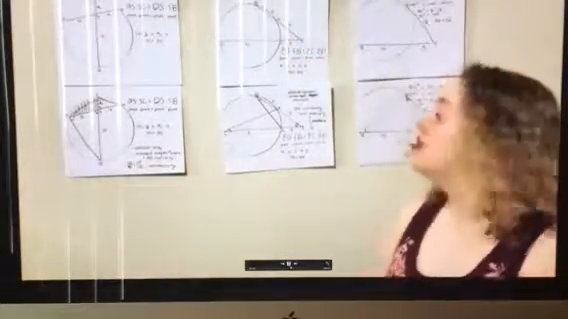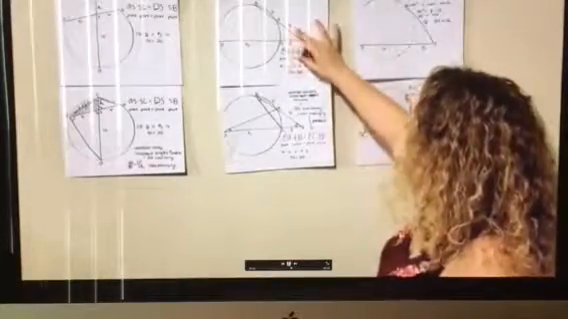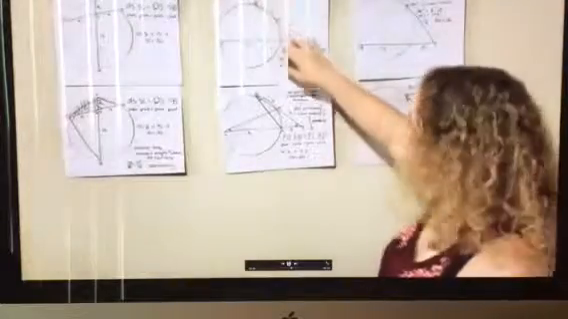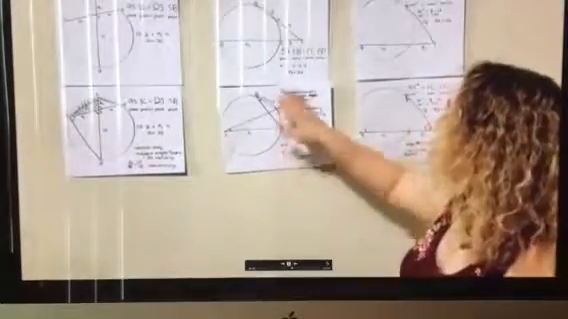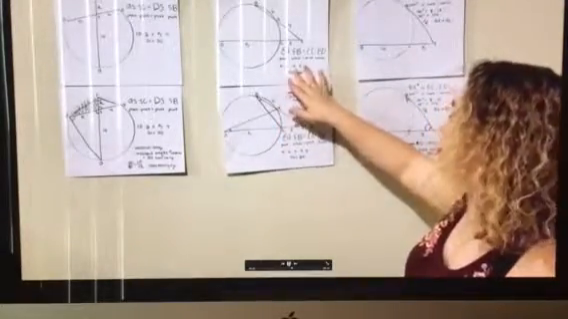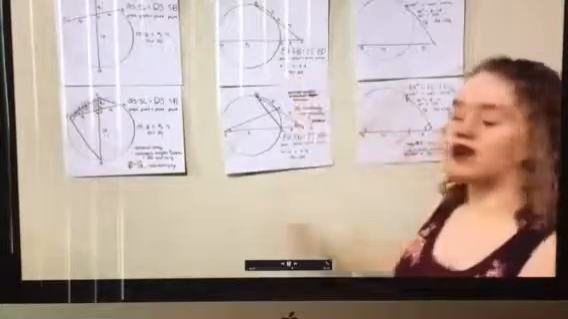My example is 4 times 6, which is equal to 3 times 8. So we know that 4 times 6 is equal to 3 times 8, and both equal 24.